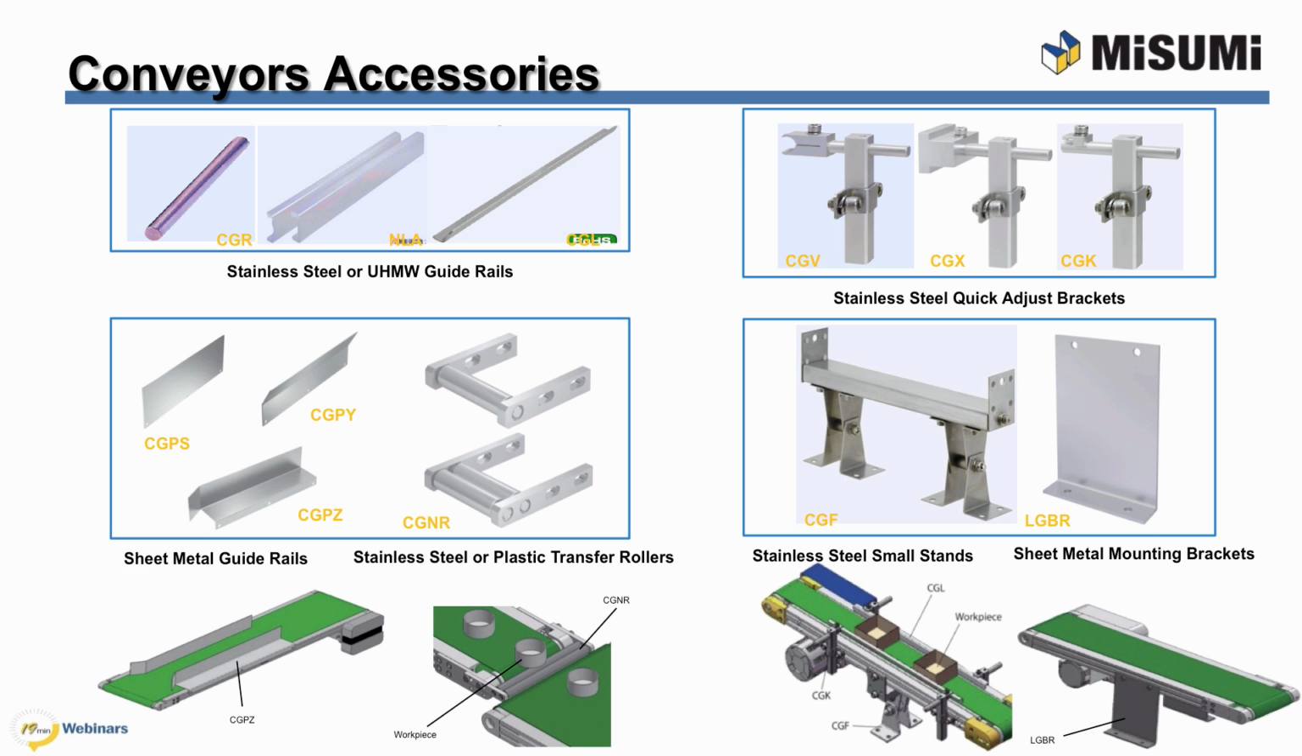Available conveyor accessories include stainless steel or polyethylene guide rails, sheet metal guide rails, and stainless steel or plastic rollers. Stainless steel quick adjust brackets are also available, and stainless steel small stands or sheet metal mounting brackets are also available.